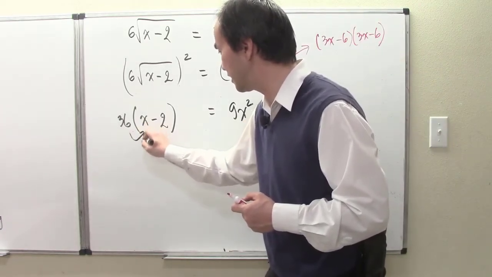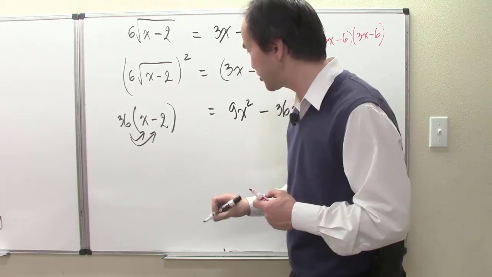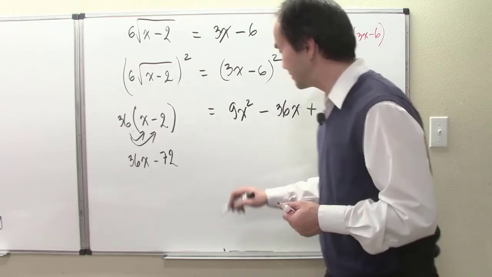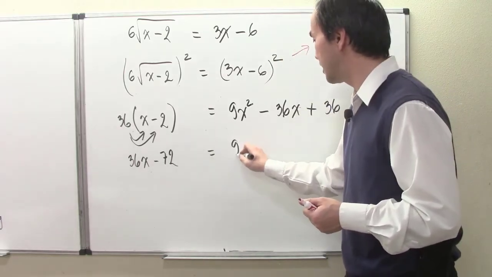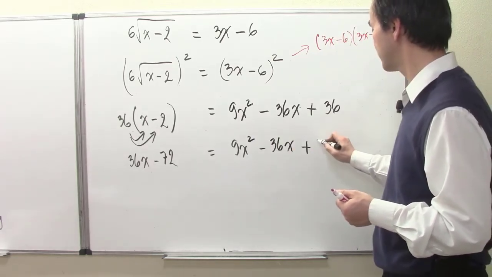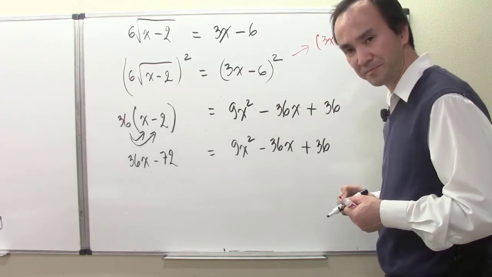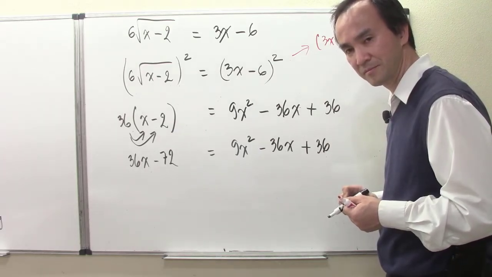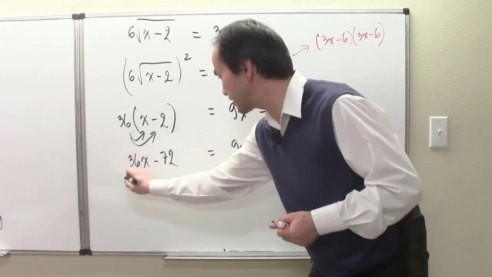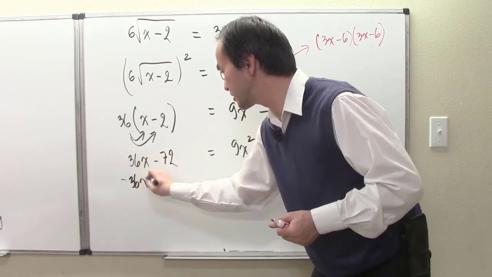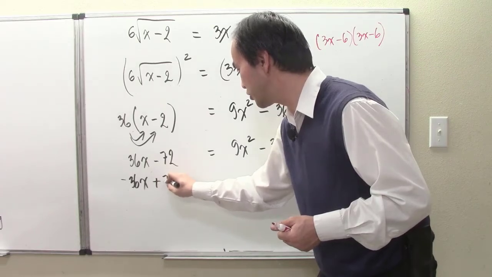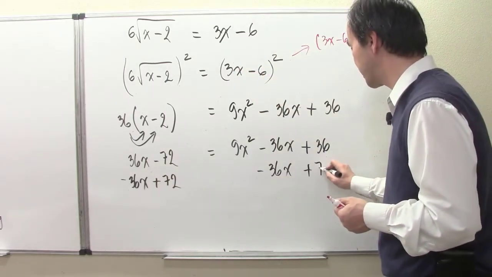On the left-hand side, I will distribute that 36 to each term, making it 36x minus 72 equals 9x squared minus 36x plus 36. All right. And now I'm going to rearrange the terms by subtracting 36x from both sides, as well as adding 72 to both sides.